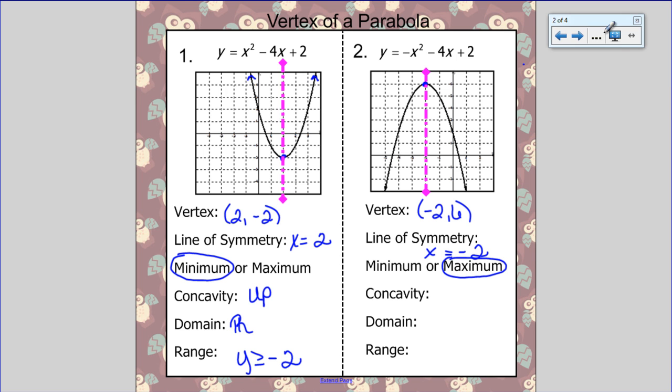It has a maximum. This one, since the arrows are pointing down, has a concavity that's down. And my domain, since I have arrows as endpoints, even though it is pointing down, is still going to be all real numbers. Now my range this time, it points down forever, and then it goes all the way up here to 6 for my other y value. So this one, since it's concave down, my arrows are pointing down, is going to be all numbers less than or equal to 6. So I'm starting at my vertex and it's going down. So it goes from 6 and gets smaller.